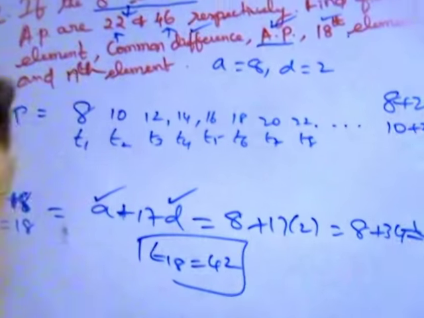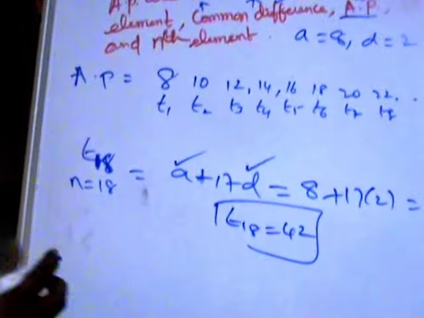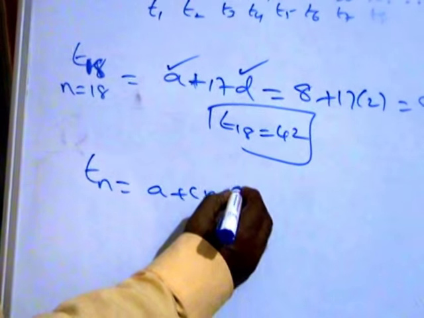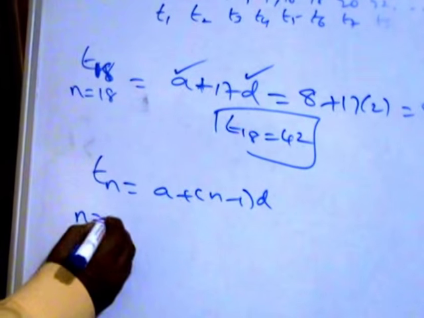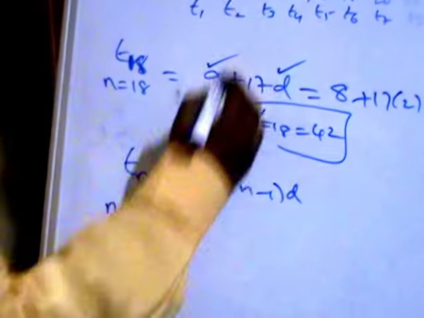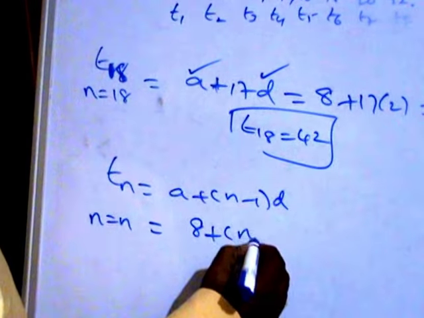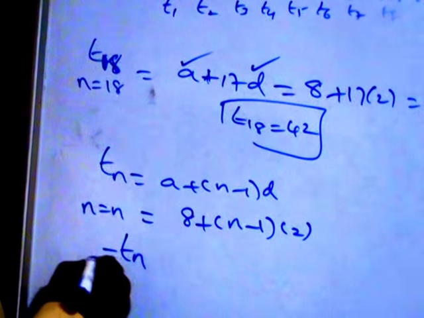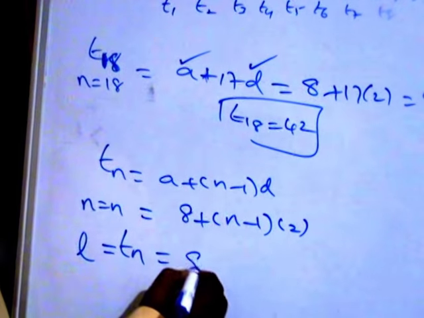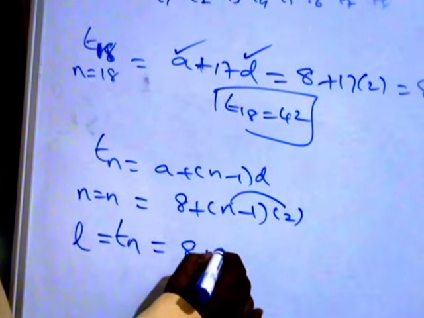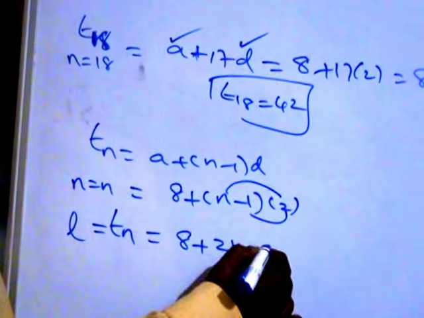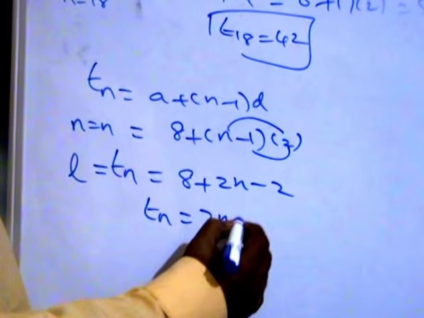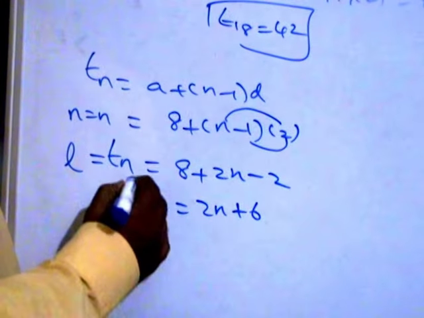The last question is find the nth term. For nth term, use the full formula. Tn equal to A plus n minus 1 into D. For nth term, n is n only. So A is actually 8 plus n minus 1, D is actually 2. So Tn, it's also called L, equal to 8 plus, when you multiply 2 into n, you get 2n minus 2. So Tn equal to 2n, you write first, 8 minus 2 is plus 6. We got the nth term.